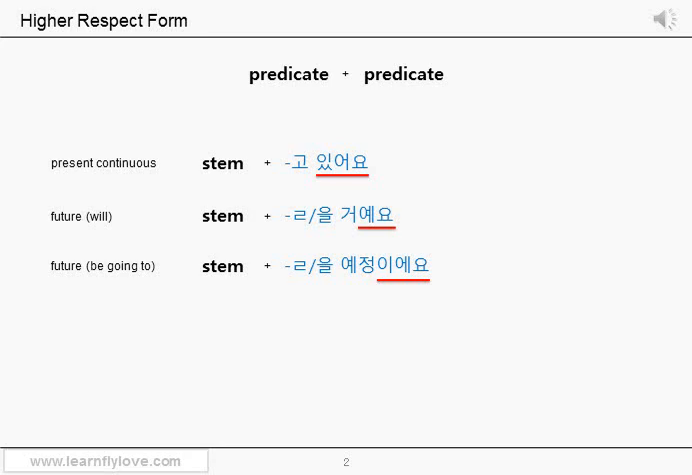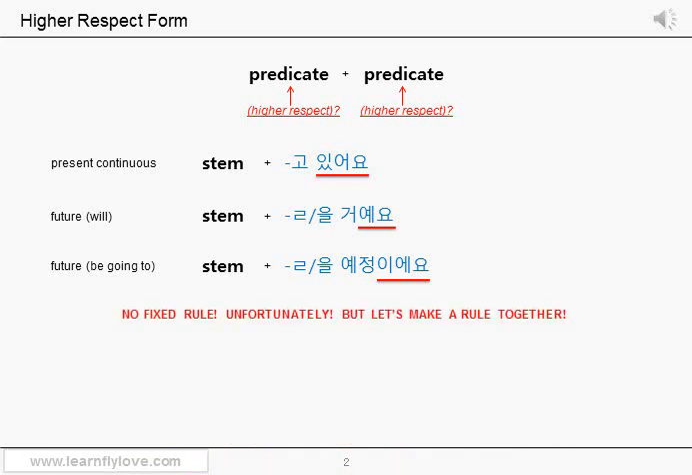When we make a higher respect sentence, we at least turn the verb or sometimes adjective part into a higher respect form. But there are two predicates when we use present continuous or future tense. Then which one should we turn into the higher respect form? This is a very tricky part because there is no fixed rule for this, unfortunately. We are pretty sure not so many Koreans know the exact answer. But let's make our own rule together and use it until you become more fluent.